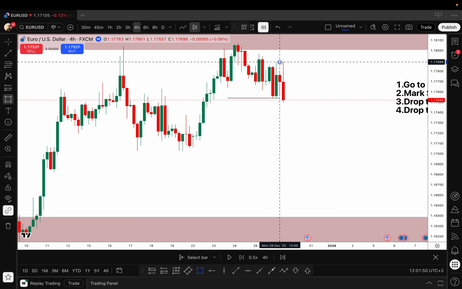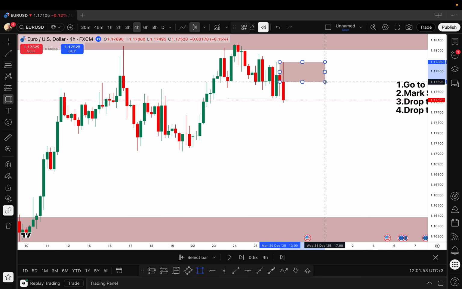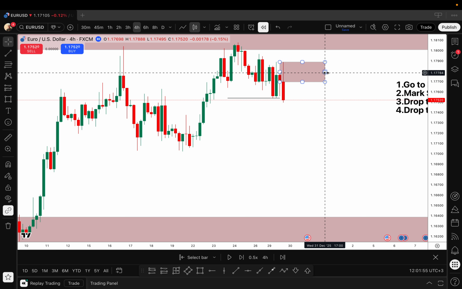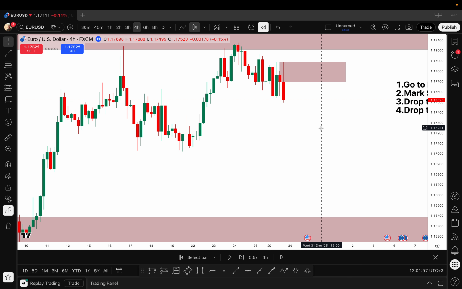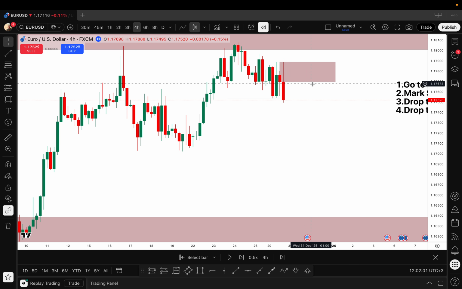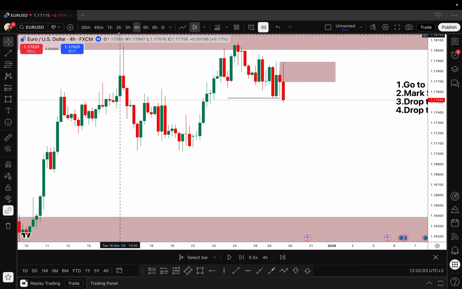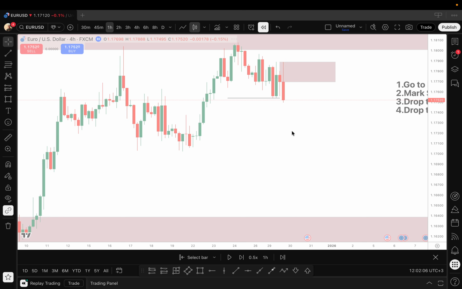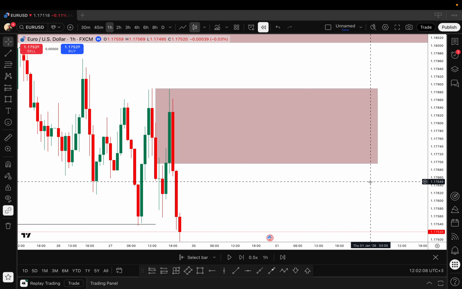So I'm just going to mark this zone, because I expect the supply zone to be here, because that is the area that led to the break of that structure. So I expect the supply zone to be there. Now I drop down to my entry time frame, which is the 1 hour, and see my supply zone.